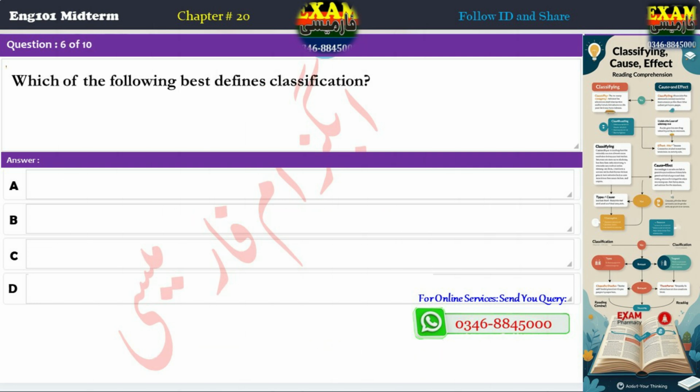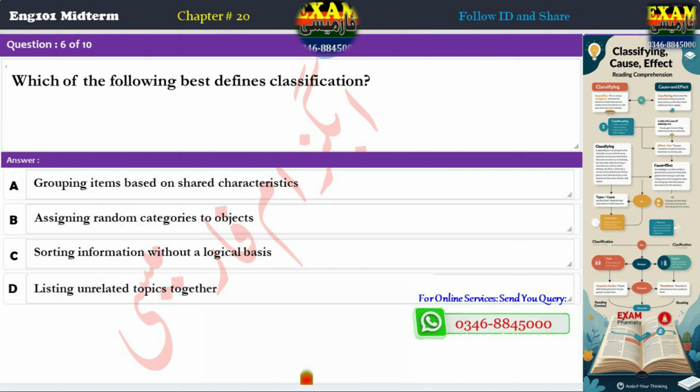Question 6. Which of the following best defines classification? A. Grouping items based on shared characteristics. B. Assigning random categories to objects. C. Sorting information without a logical basis. D. Listing unrelated topics together.